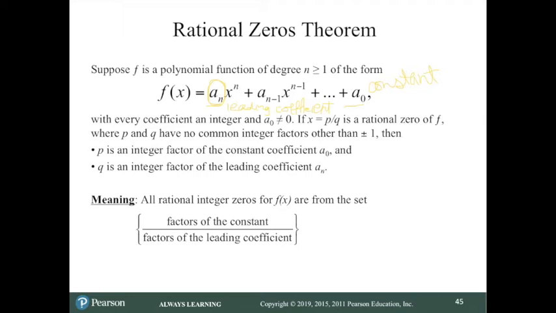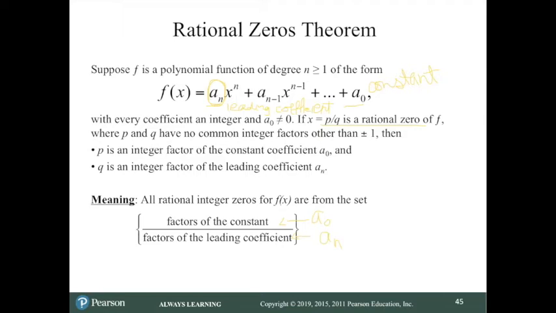Then we can say x equals p over q is a rational 0. Notice it's a fraction. So we can get fractions to test where p and q have no common integer factors. So we're going to simplify our fractions. Then p is an integer factor of the constant. So we're looking at that last term. And q is a factor of the leading coefficient a sub n. So what does that mean? Well, it means that the only way to get a rational 0 from a polynomial, a rational value that could be our x-intercept for a polynomial, is from a factor of the constant, a factor of our a sub 0, divided by a factor of our leading coefficient, that's a sub n.